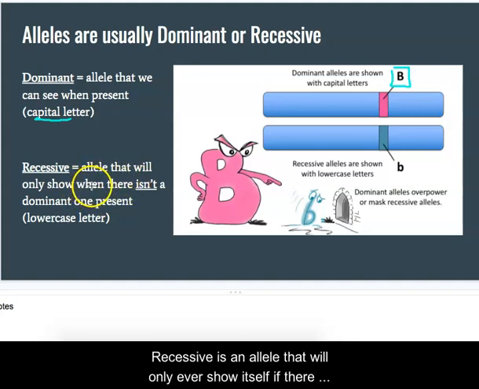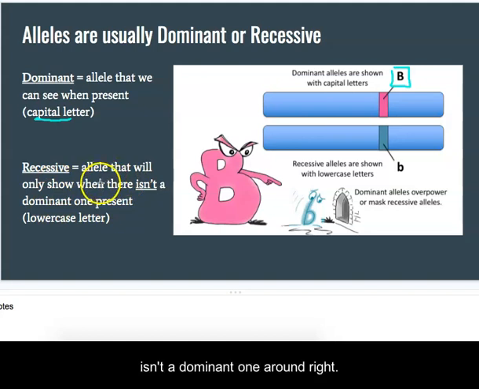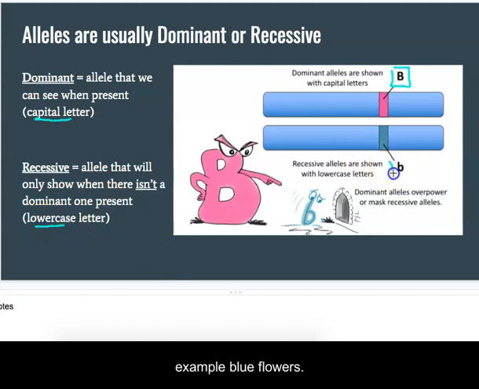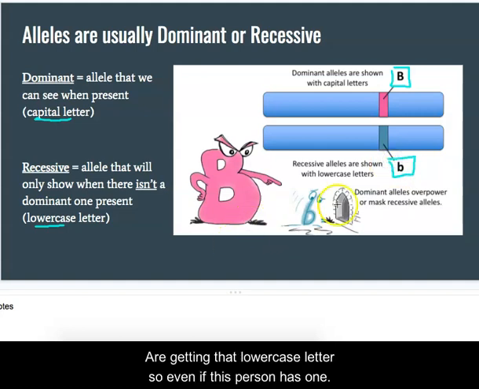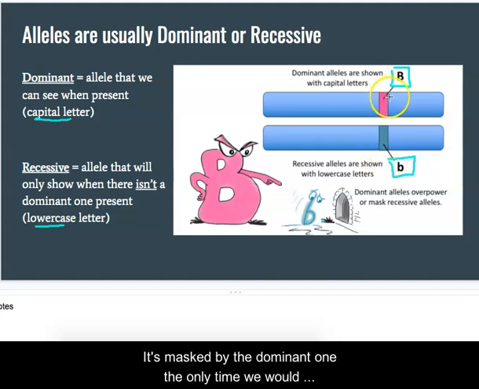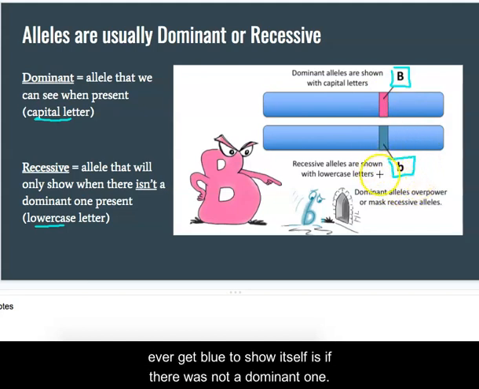Recessive is an allele that will only ever show itself if there isn't a dominant one around, right? So we usually denote these with a lowercase letter. So in our example, blue flowers are getting that lowercase letter. So even if this person has one little b or blue flower allele, it's masked by the dominant one. The only time we would ever get blue to show itself is if there was not a dominant one around.